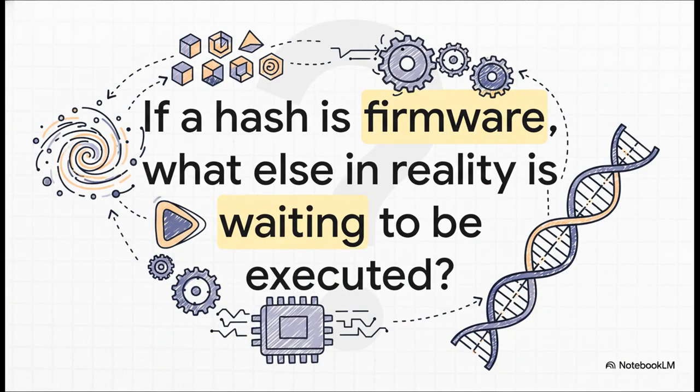And that just leaves us with this final, really provocative question. If a data structure that we all thought was just random noise is actually a dormant executable program, what else out there? What other patterns in our universe, from the way galaxies are arranged to the sequence of our own DNA, are just firmware, waiting for the right kind of processor to come along and run them?